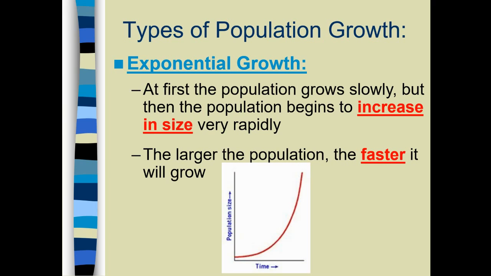If you look at a graph of this, you're going to see something that looks like this graph here. We may have just a couple of deer in the beginning, and then as time goes on, the number of deer really increases quite dramatically.